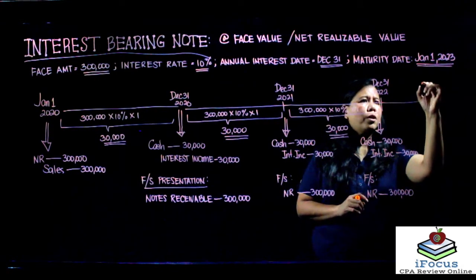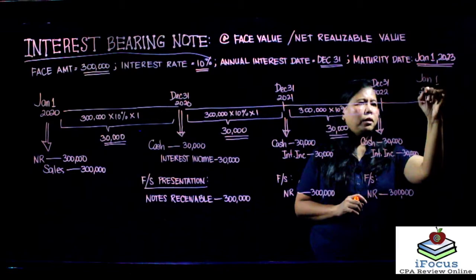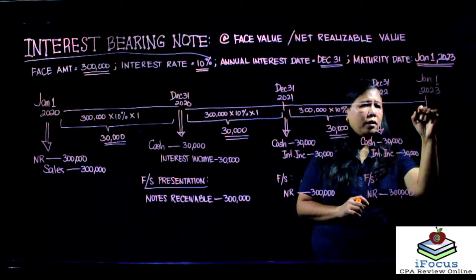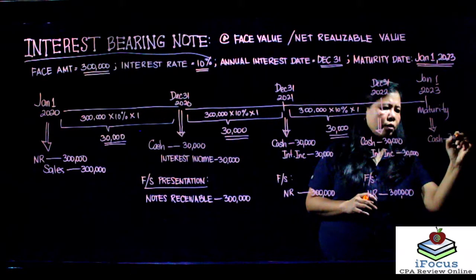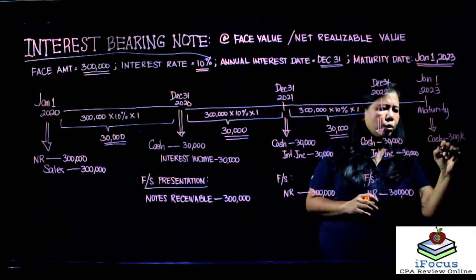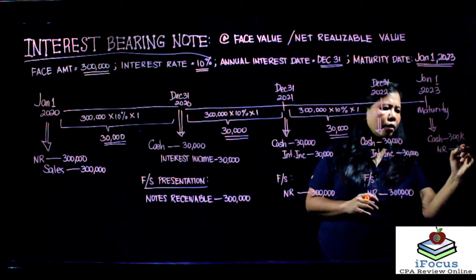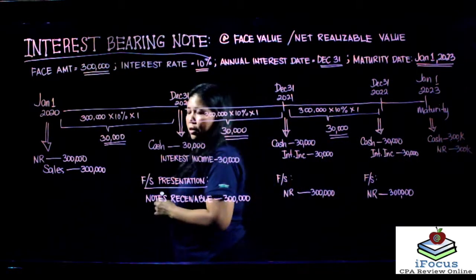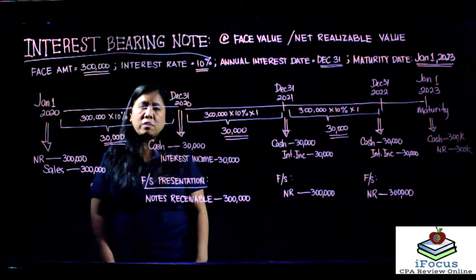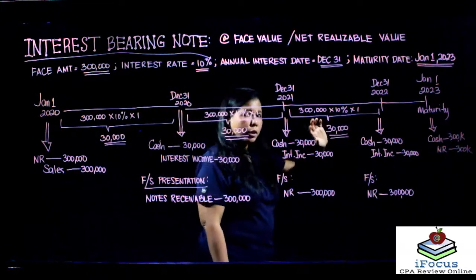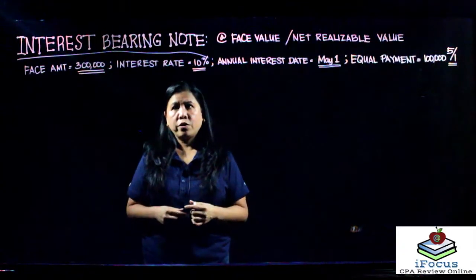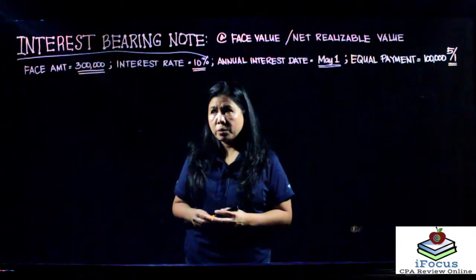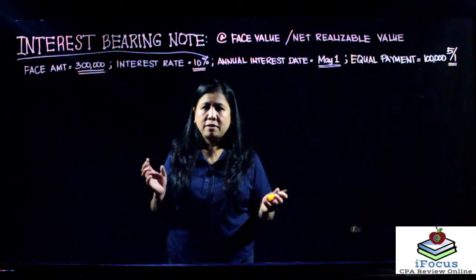On January 1st, 2023, the maturity date, our entry will be debit to cash of 300,000 and credit to the notes receivable of 300,000. All right, then we don't have to present anything on January 1st, 2023 because the notes receivable is now 0.